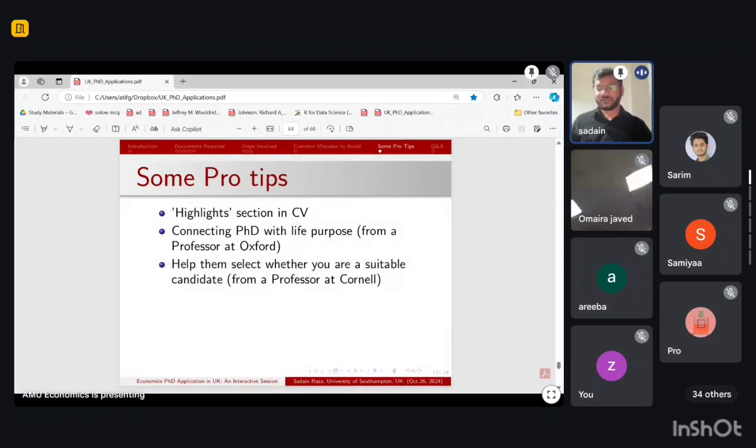It is not for everyone to do that, but those who do that get selected at top places. The next advice is from a professor at Cornell.